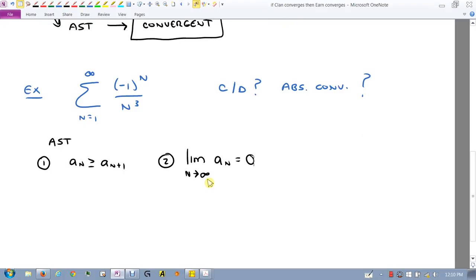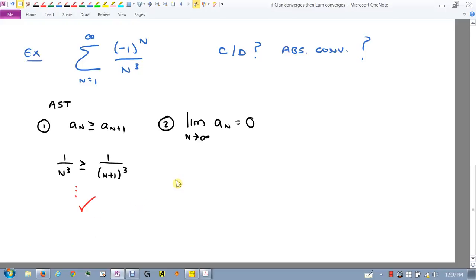What is a sub n for us? 1 over n cubed, without the negative part, right? So we need to show 1 over n cubed is greater than or equal to 1 over (n plus 1) cubed. I'm just going to put a check mark next to that, meaning you could multiply that out and convince yourself that's true. And then what about this part right here? Is this true? Yes. That's true. So what is our conclusion? It's convergent.